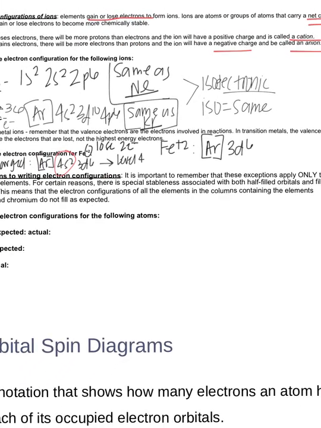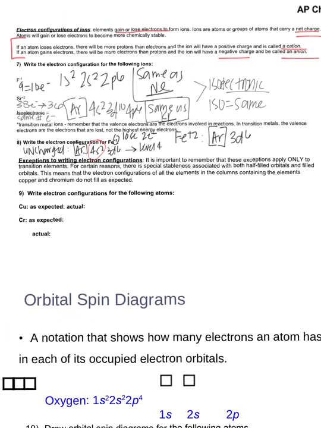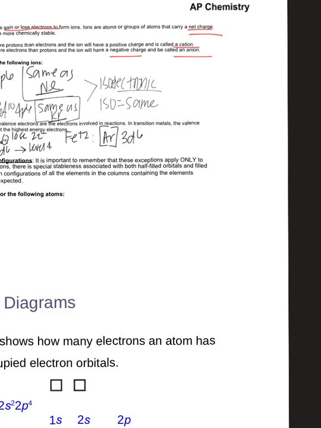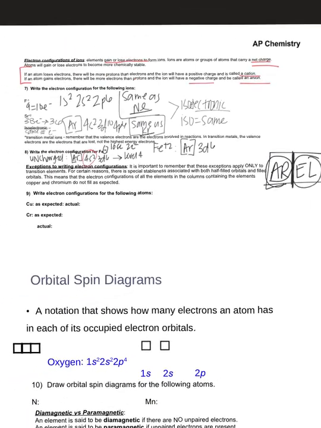We do have exceptions to writing electron configurations. Just like everything we do in chemistry, I feel like there's always an exception. So this we've talked about before. We're always going to explain this in terms of AREAL. That's attraction, repulsion, this is just the divider, and then energy levels is E and L.